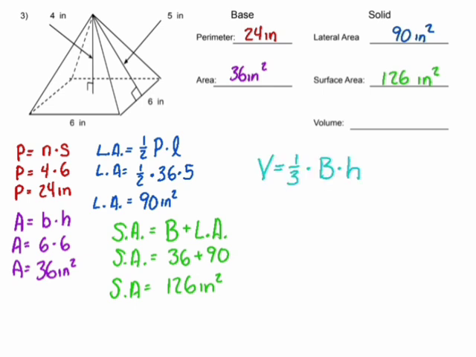To find the volume, we have a pyramid, and a pyramid is very stabby, so the fraction is going to be 1/3. 1/3 the area of the base times the height. But we know those numbers. The area of the base is 36, and the height is 4. Plug it into the calculator, and we get 48 inches cubed.